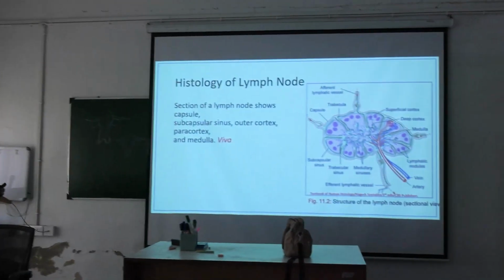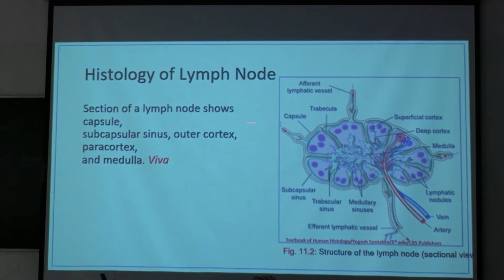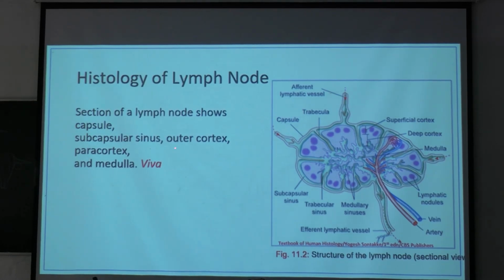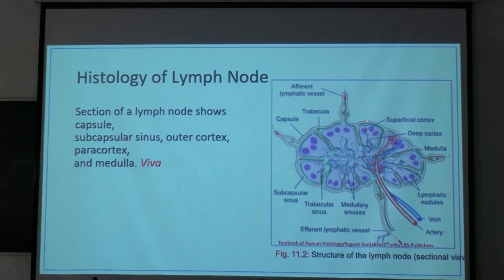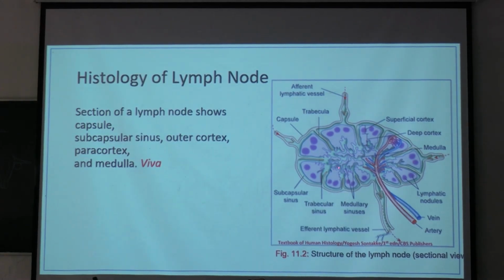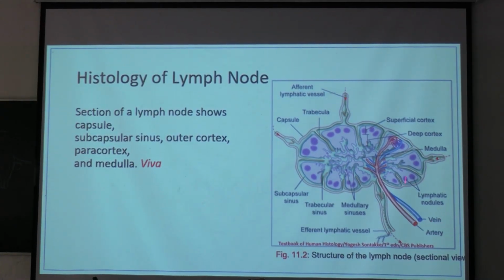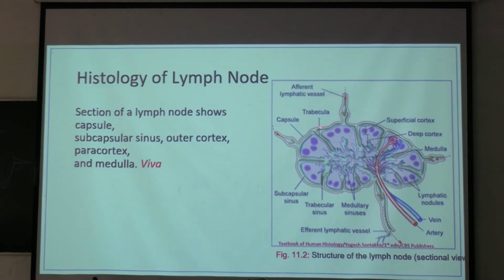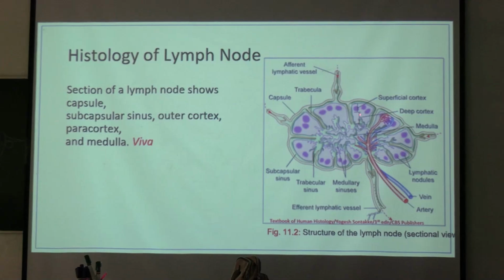Now, histology of a lymph node. A section of a lymph node shows the capsule, this is the capsule, and the subcapsular sinus, outer cortex and paracortex. This is the cortex, and the subcapsular sinus, trabecular sinus, and medullary sinuses in the medulla. You see the vein and the artery and the afferent lymphatic vessels. And afferent lymphatics. Now the capsule is here, trabeculae, and superficial cortex, deep cortex.